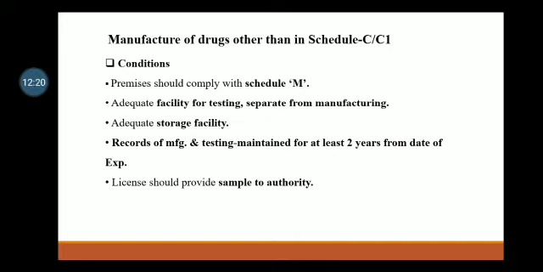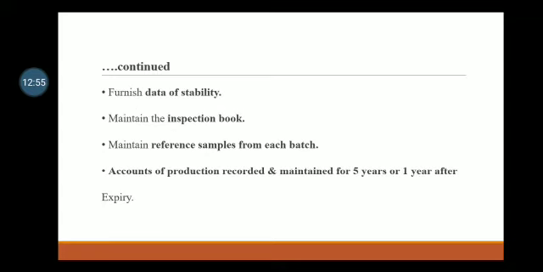Manufacturing of drugs other than in schedule C1. So what are the conditions? Firstly, premises should comply with schedule M. Then adequate facility for testing separate from manufacturing. Adequate storage facility should be available. Then records of manufacturing and testing maintained for at least 2 years from the date of expiry. Then the licensee should provide samples to the authority. These conditions should be fulfilled by a company.